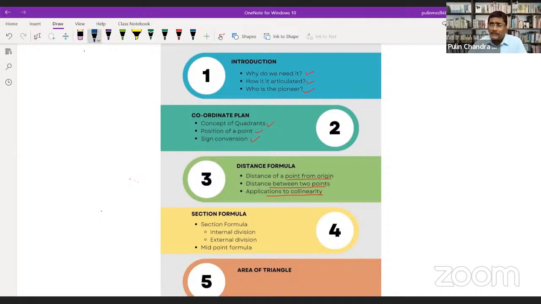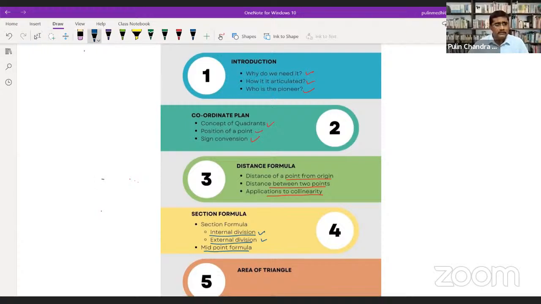Then, next topic is section formula. This is found little critical by students, right? There may be some reasons because we actually have two different things, two different parts of the section formula. But as far as class 10 is concerned, we have only internal divisions. But even then, I'm going to cover external division as well, because this is going to help you immensely when you go to the next level. And then we'll go for the midpoint formula. This is not a different thing as such. If you know what is internal division, very clearly you can talk about midpoint formula. There is no problem at all.